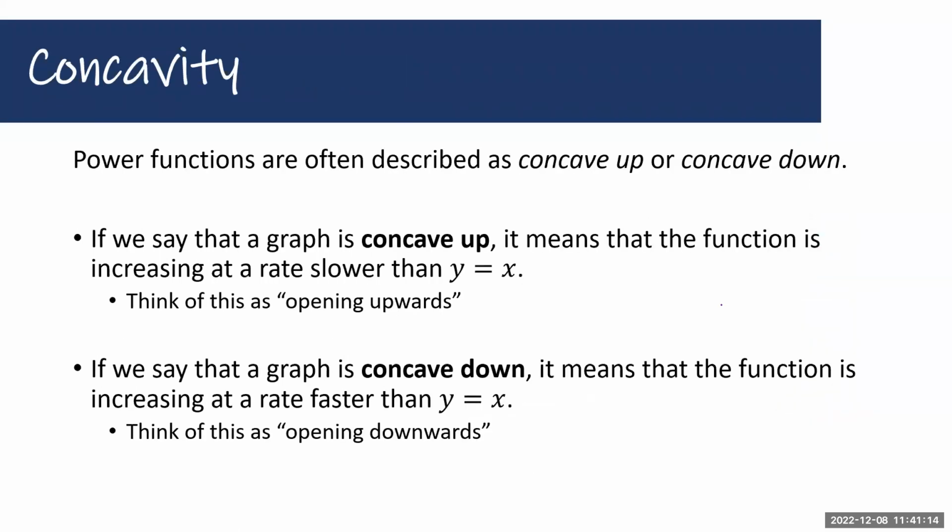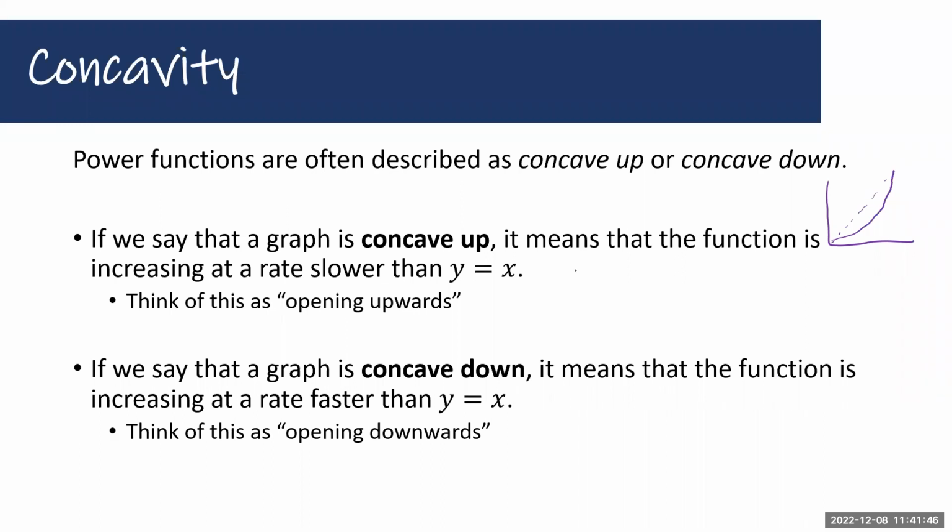A lot of times when we talk about functions, especially power functions, we're going to talk about something called concavity. Basically that means we're going to describe something as concave up or concave down. If we say that a graph is concave up, it means that the function is increasing at a rate slower than y equals x. Remember that we have y equals x here as this line. If it's increasing slower than that, it's going to dip below it and increase up there, okay? So that's going to be concave up.